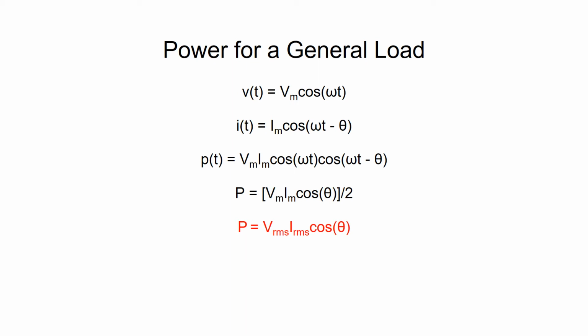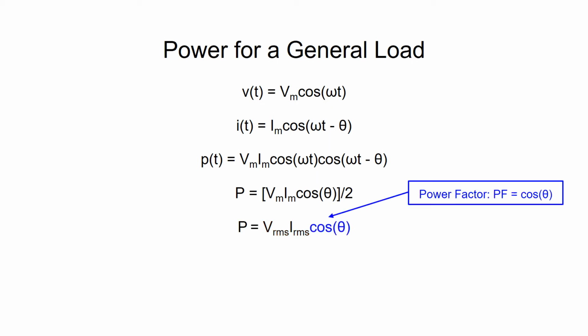We can rewrite P as V RMS I RMS cosine of theta. The RMS voltage and current are also called the effective voltage and current respectively. Cosine of theta is a special quantity. It's called the power factor. It's a measure of how in phase the voltage and current are with each other. The closer this angle is to 0, the more resistive the load is, and the greater the average power.